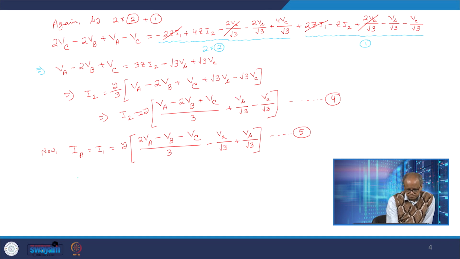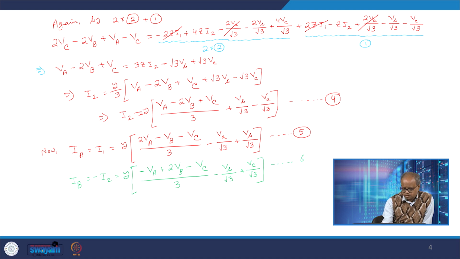So now IB is equal to minus I2, which is Y into minus VA plus 2VB minus VC by 3, and then minus VB by root 3 plus VC by root 3. So this is equation 6.